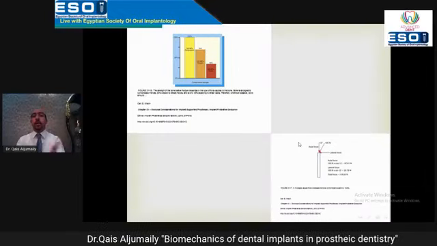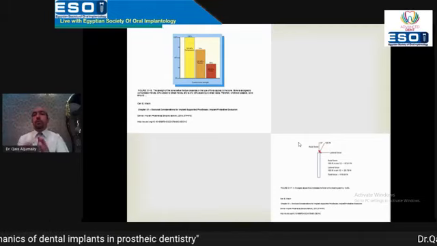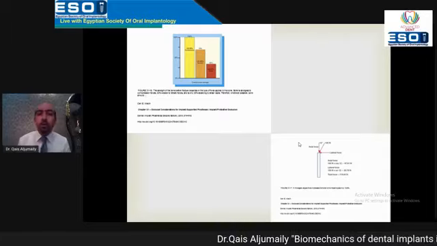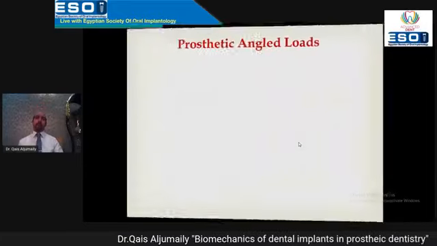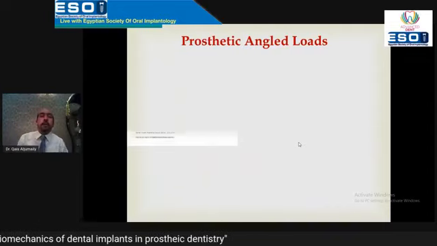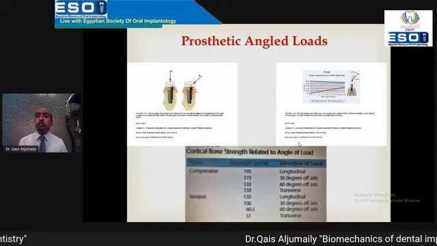By this way, just by knowing the amount of the force and the angulation of the force, we can get the vertical and horizontal amount of the force over my dental implant. I hope you get the idea. So I'm sorry about the time.